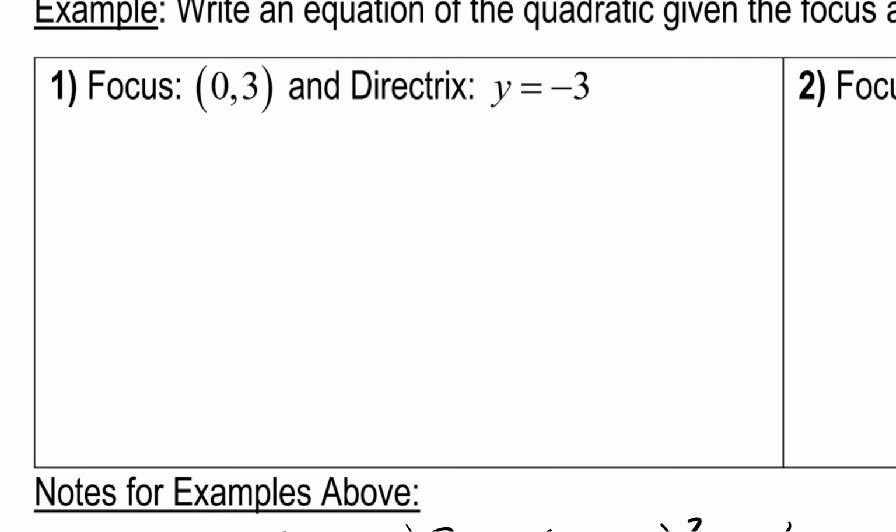So my focus, look at number 1. My focus is (0, 3). If I were labeling this, this is (0, 3), but if I'm doing my formula stuff, it'd be (0, p). And notice this is y equals, so the directrix is y equals negative p, kind of the things we just talked about. So notice my p is 3. That kind of helps.